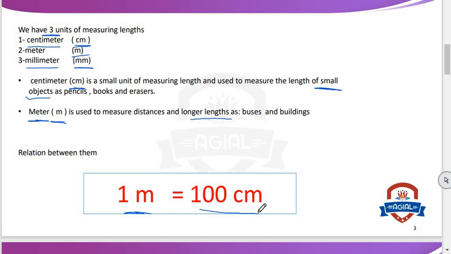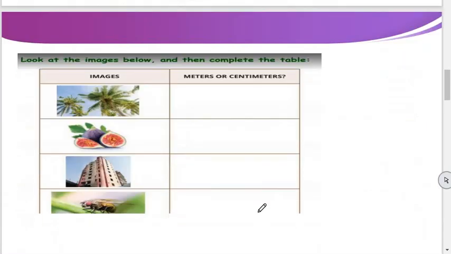So 2 meters equal what? Super, 200 centimeters. 3 meters, excellent, 300 centimeters. We put 2 zeros, okay? Do you understand what is the relation between meter and centimeter? So which one is bigger? Excellent, meter. 1 meter equals 100 centimeters. So meter is used to measure distance and longer lengths, but centimeter is a small unit and used to find the length of small objects as pencils, books, and so on.